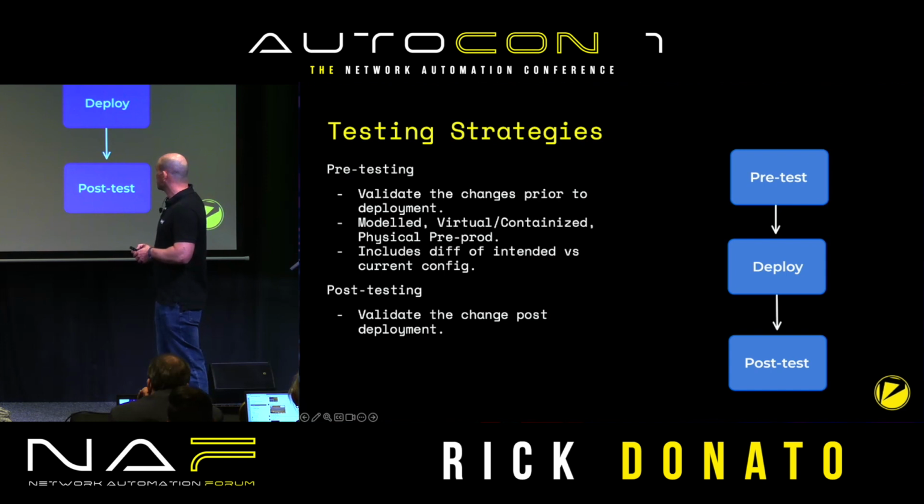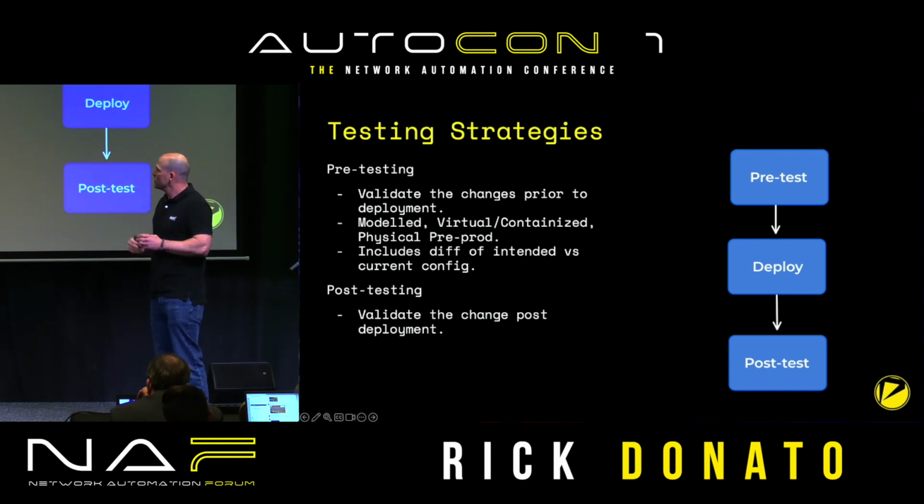To start things off, we've got a couple of theory points. The two main testing strategies we have to start off with are pre-testing and post-testing. A really simplified workflow here: we pre-test our config and our changes, we deploy it out to the network, and then we post-test the network.